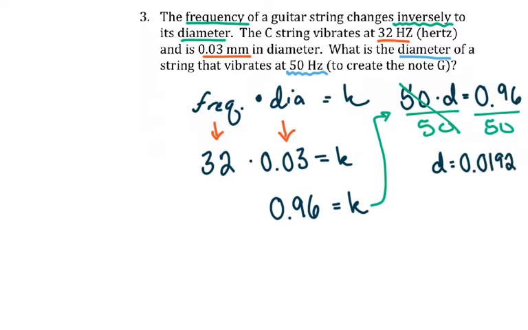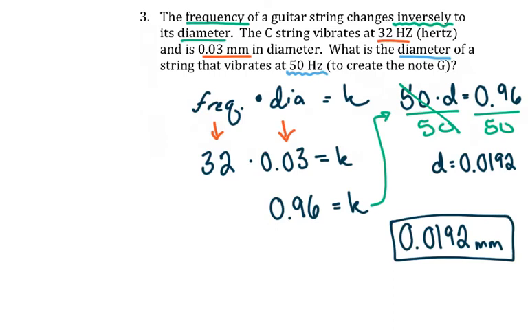0.0192. We use the units from earlier where frequency was hertz, so then the diameter also has to have the same unit, which is millimeters. So our final answer, the diameter is 0.0192 millimeters. If it asks you to round in the problem, of course, follow that example.